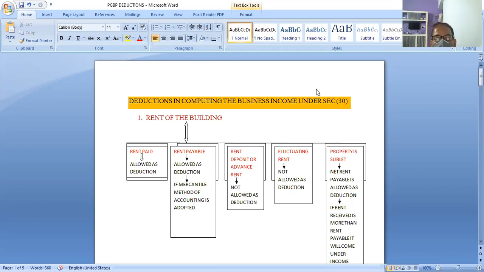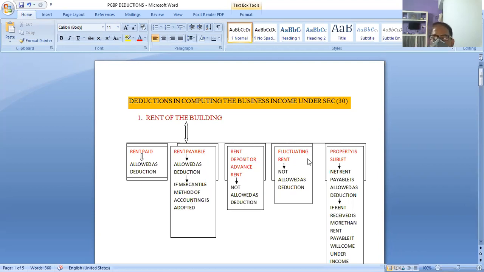Now, third, rent deposit or advance rent. Suppose you have given advance rent, that is not allowed as deduction. If you have deposited rent in his account or given advance rent, that is not allowed as deduction. Next, fluctuating rent. Rent will change every month or every 3 months. That is not allowed as deduction. Normally rent remains fixed for a year, but sometimes the rent changes every month. That is called fluctuating rent, and it is not allowed as deduction.